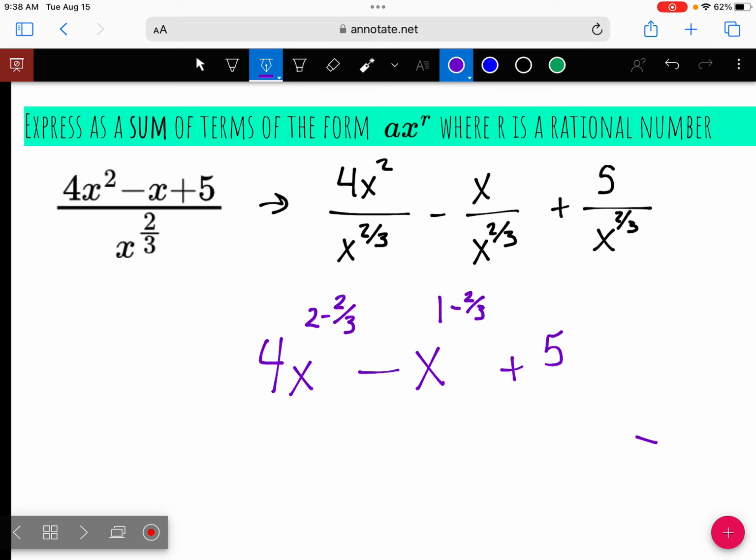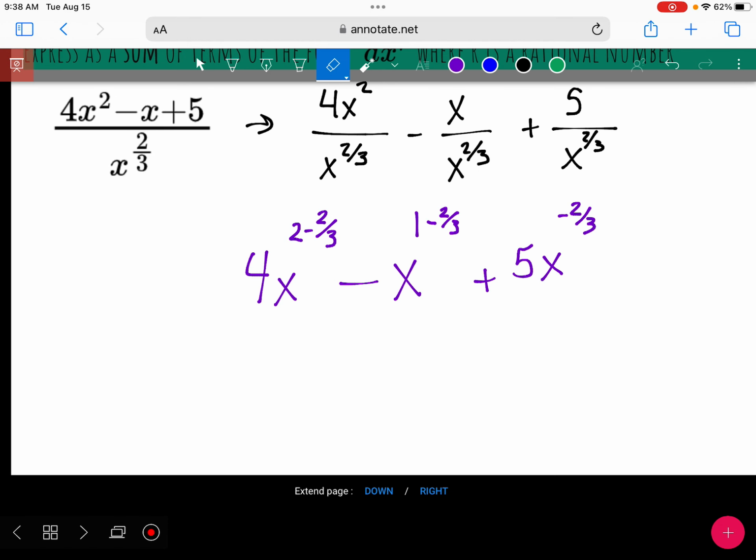Plus 5x to the minus 2/3. And then all we need to do is simplify those exponents, because I don't like these operations in the exponents because they look weird. I just brought this x out because we want no more x's in the denominator.